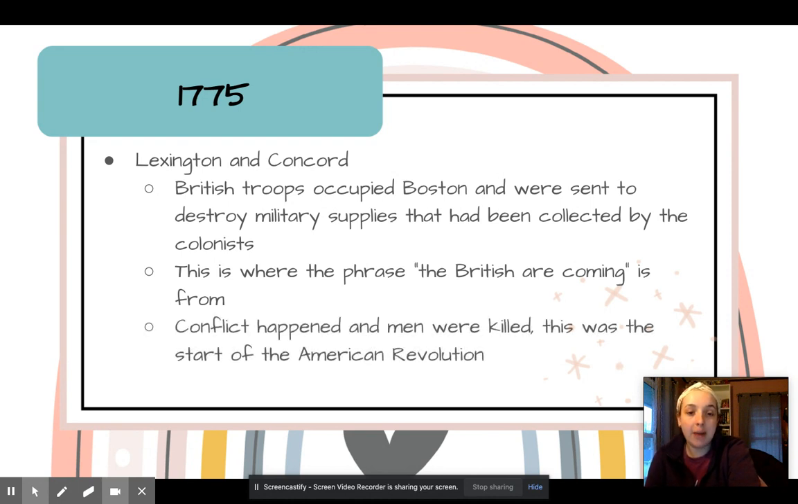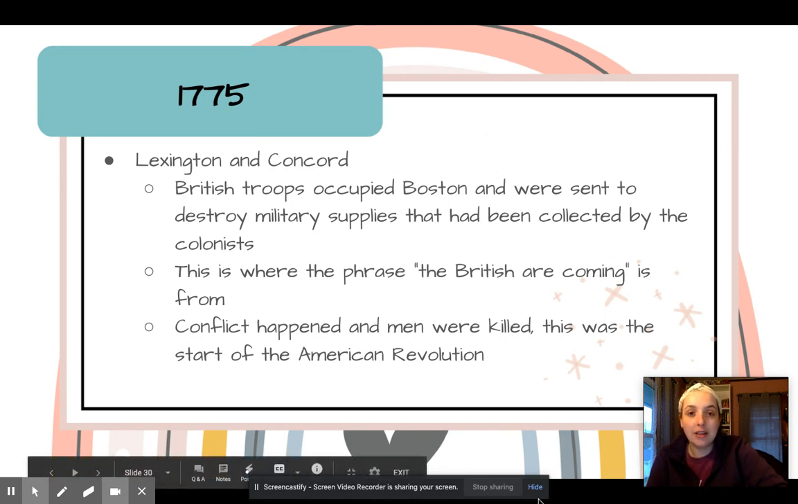A conflict happened at Lexington and Concord, and some men were killed, and this really was like the start of the American Revolution. So that is the stepping stones of why we were angry at Britain and why we wanted to declare independence. So that is it for today's lesson.